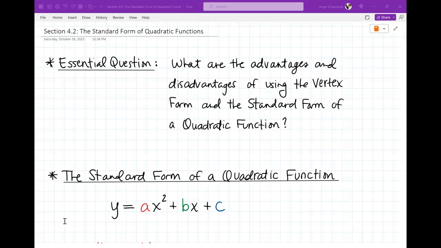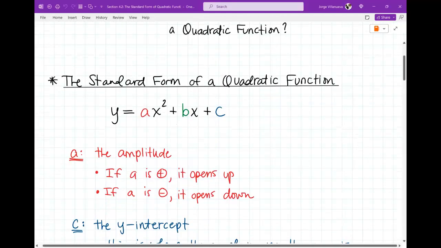So we're going to say that those are disadvantages, or maybe the vertex form has more disadvantages. So we'll go through today's lesson, and tomorrow talk about it a little bit more. But that is our essential question: what are the advantages and disadvantages of using vertex and standard form for a quadratic function?